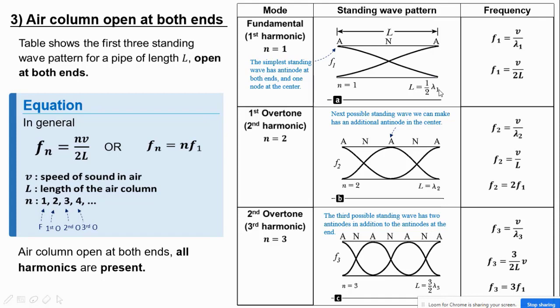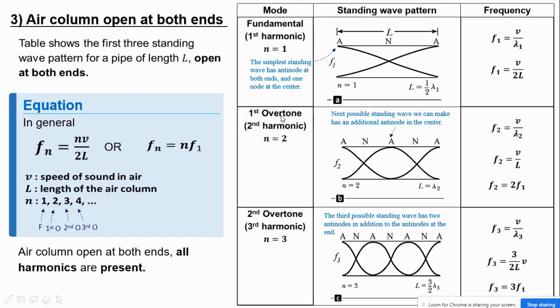And this is the formula for the frequency. f1 equals v over λ1 in general. And we have λ1 equal to 2L, to get f1 equal to v over 2L.